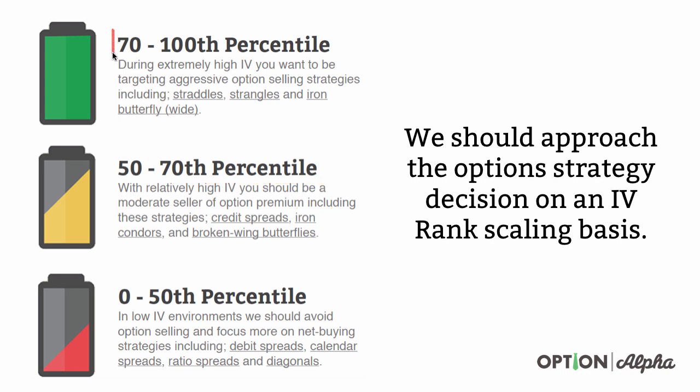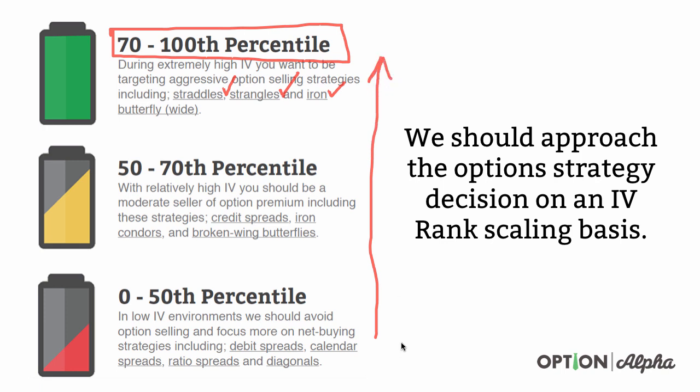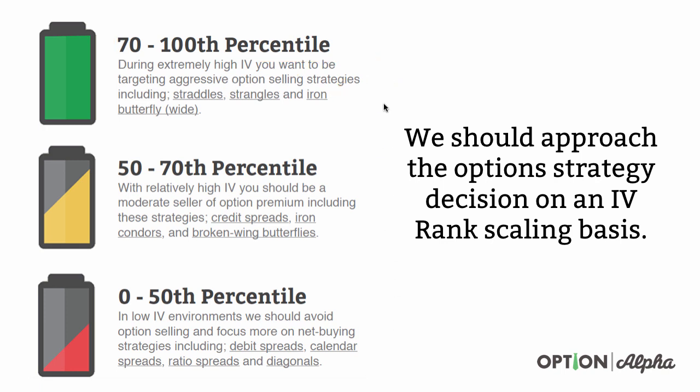Now, when implied volatility is up around the 70th to 100th percentile, at that extreme high IV level, you want to be doing the most aggressive type strategies you can. In this case, that would be the straddles, the strangles, and the iron butterflies, okay? Or really wide iron condors could also be thrown in there as well. So again, our opinion is you should use strategies that work on an IV scaling basis, meaning as implied volatility goes higher, you start selling more and more options on a net aggressive basis.